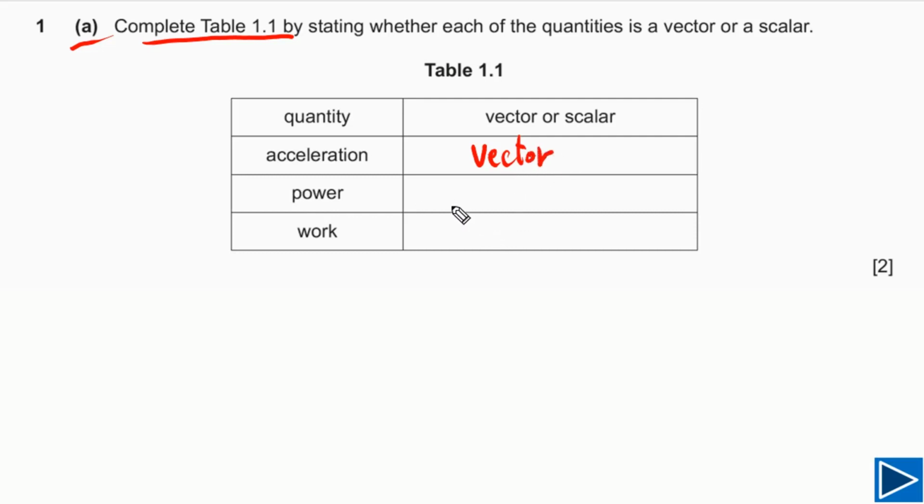vector quantity. Power is a scalar quantity because power is rate of transfer of energy. Any form of energy is a scalar. Power is also scalar. Work is also a scalar quantity because work is a way of transferring energy. Work simply is a way to transfer energy from one object to another object without rise in temperature. So work is also a scalar quantity.